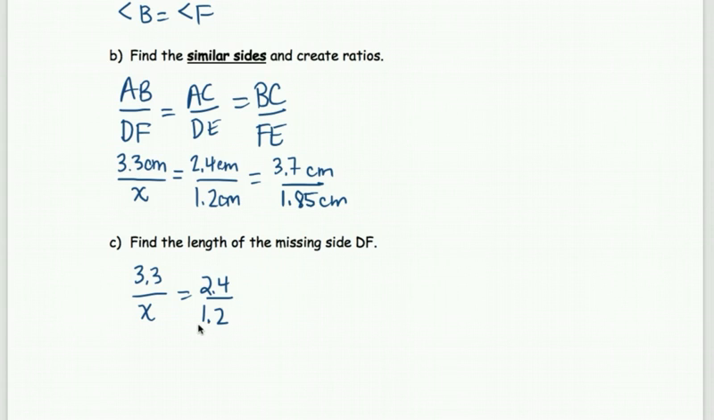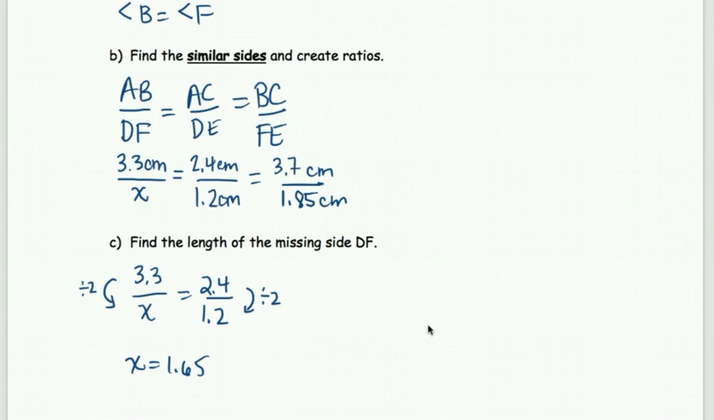If you take a look, 2.4 divided by 1.2, it's double, okay? So you know that, if you go up like this, or you can go down, I guess, you are dividing by 2 to get to here. So that's what you need to do here. You need to do the same thing. You divide 3.3 by 2, and you get 1.65. So x is 1.65, like that.